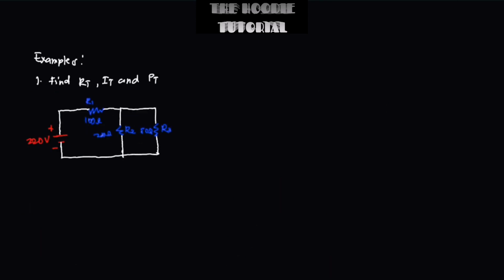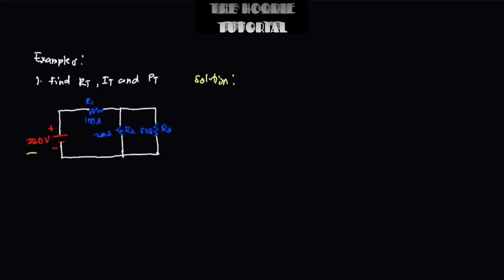Okay, so example number 1, we need to find the total resistance, the total current, and also the total power. We have here a DC voltage source which is 220 volts, and then a resistor R1, 100 ohms, and then R2 and R3 which are connected in parallel. R2 is 200 ohms and R3 is 500 ohms. So let's find the RT first. Let's put the solution right here.